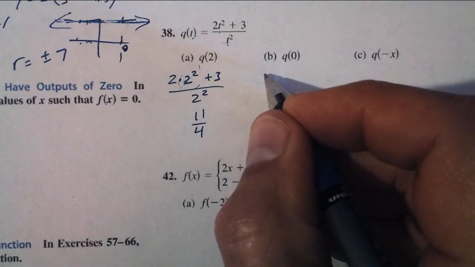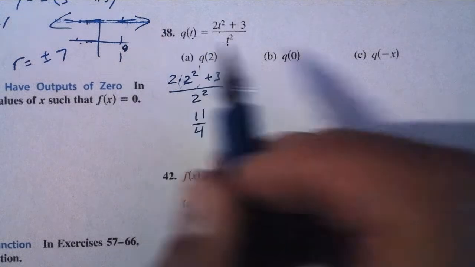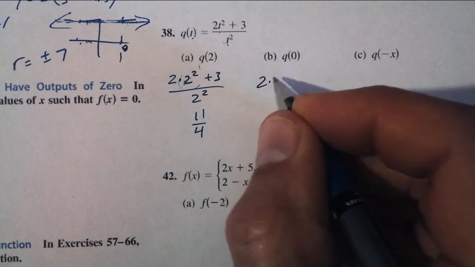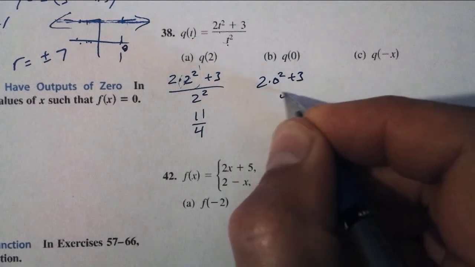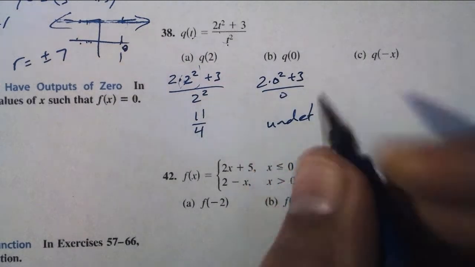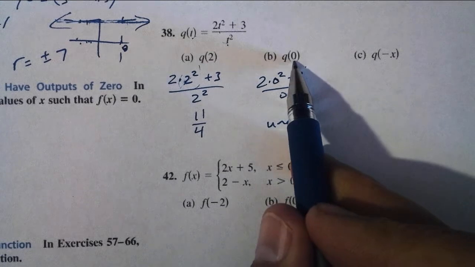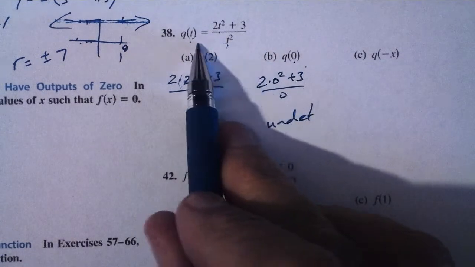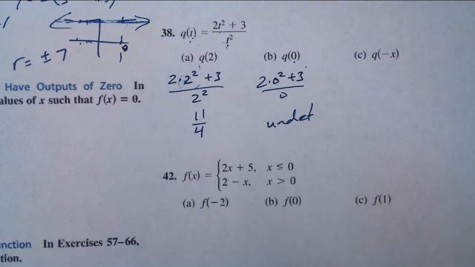And Q, I guess that's a Q. Q of 0 is 2 times 0 squared plus 3 on 0, and that is undefined. And we would ultimately say, hey, 0 is not in the domain. We can't divide by 0.